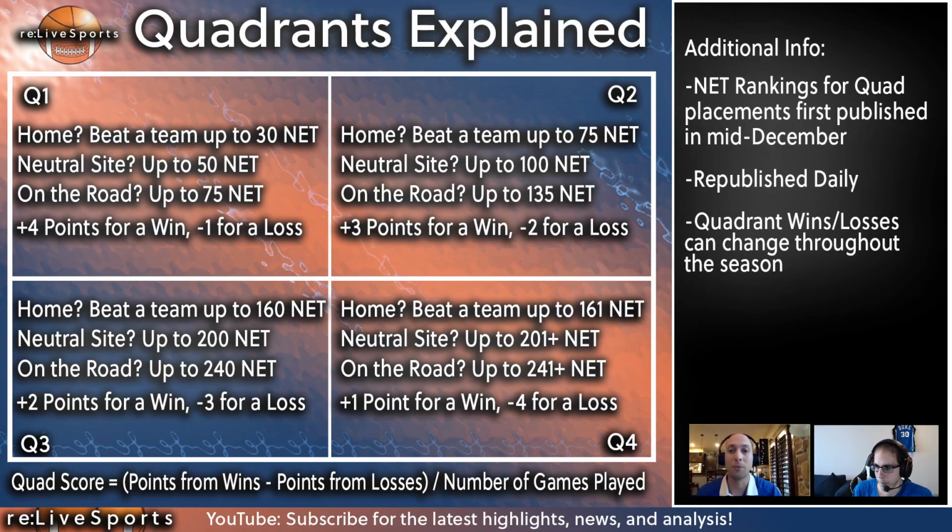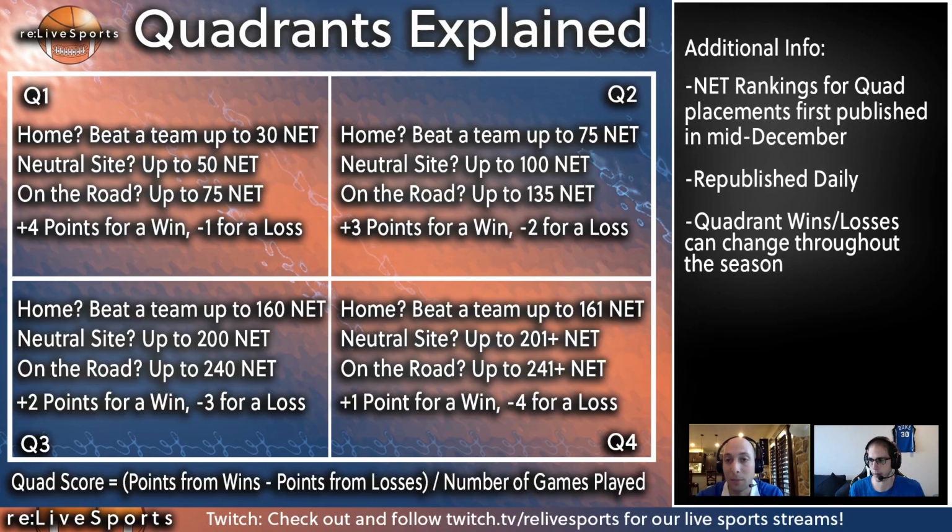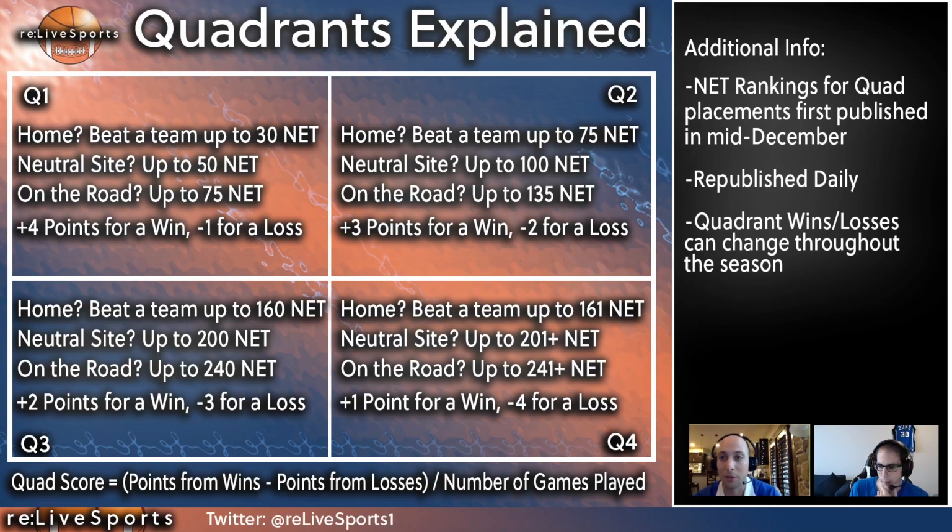And so they're trying to give value to those tougher games where you are in hostile environments, which is a thing in college basketball more so than the NBA. But what you also have is now beating the number 1 team at home or away is equivalent to beating the 75th ranked team in an away match. And we'll talk about how there's some discrepancies there as well.